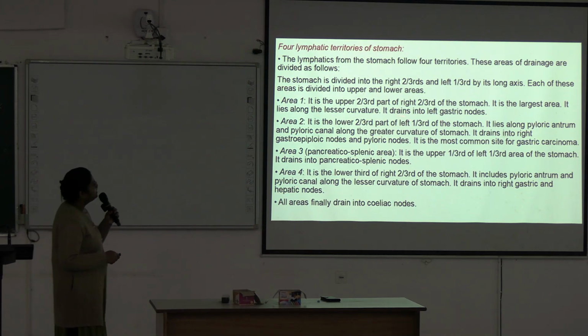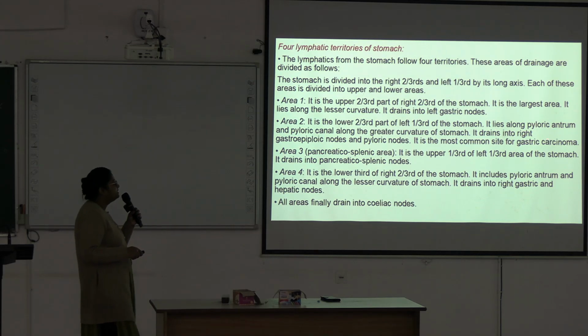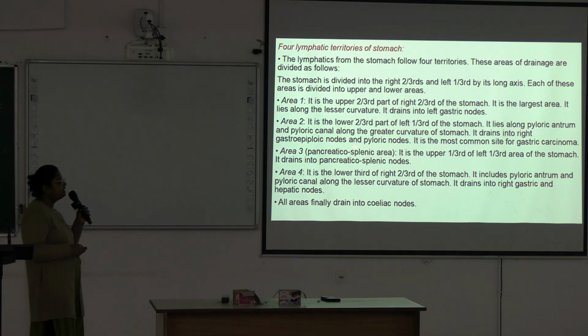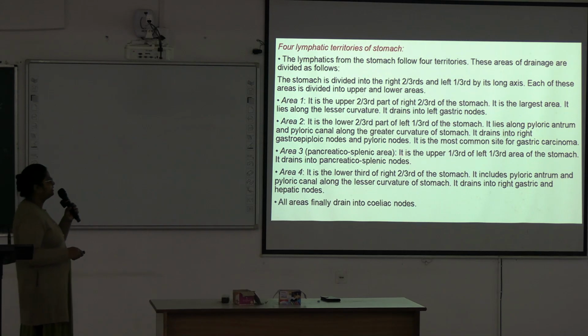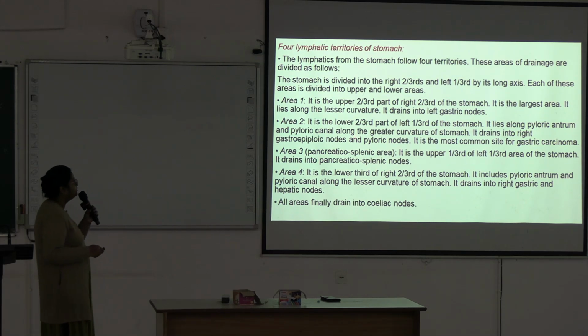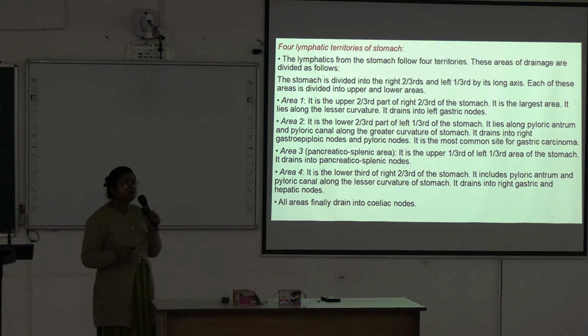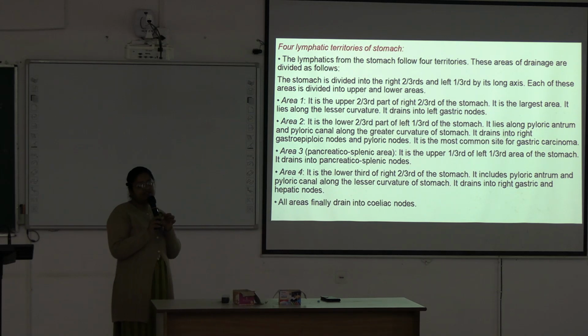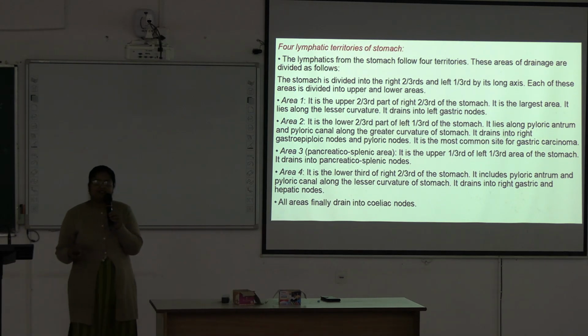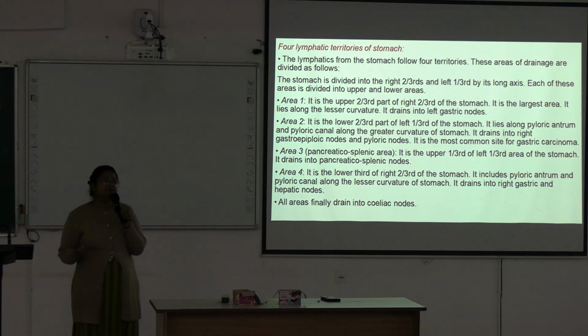Area 2 is the lower two third part of the left one third of the stomach, and it lies along the pyloric antrum and pyloric canal along the greater curvature of the stomach, and it drains into right gastroepiploic nodes and pyloric nodes, and it is the most common site of gastric carcinoma. Okay, so carcinoma spreads through the lymphatics. That's why you have to know the lymph nodes where it is draining. That lymph node will be enlarged in case of involvement of the cancer. And during removal of the cancerous tissue, you also have to remove the lymph nodes.